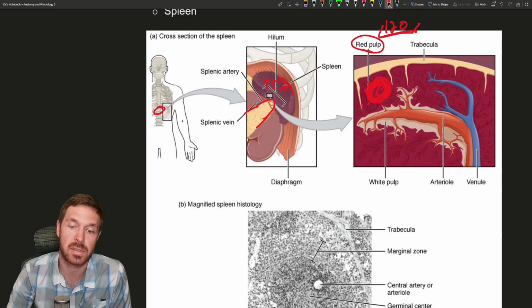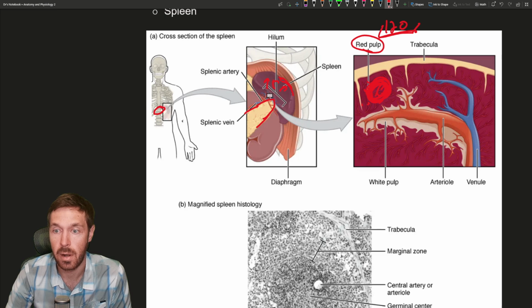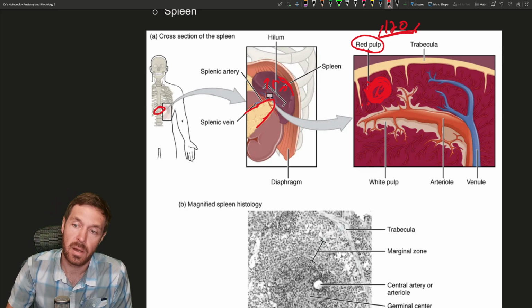The other organ that handles that is your liver, which also breaks down red blood cells. Like your iron, you actually reuse most of the iron.